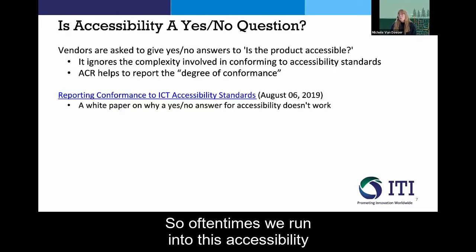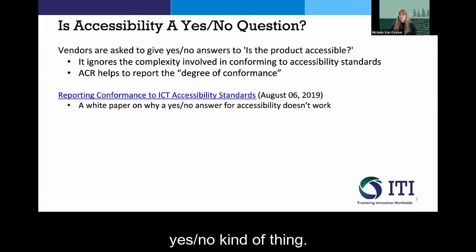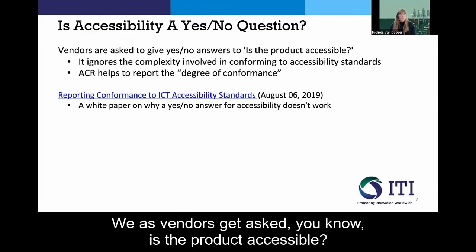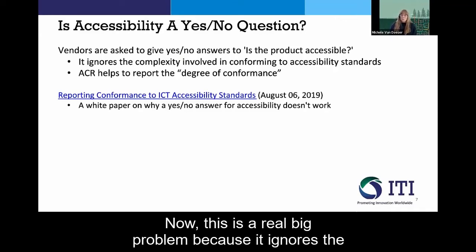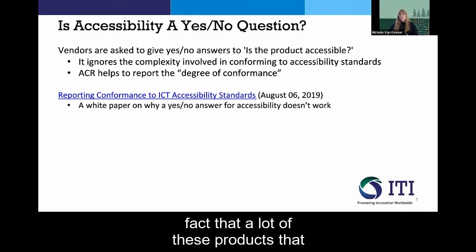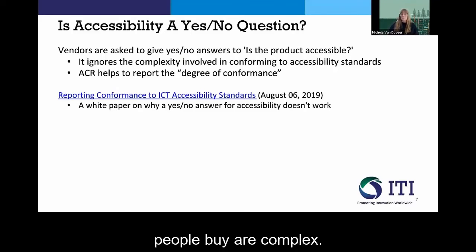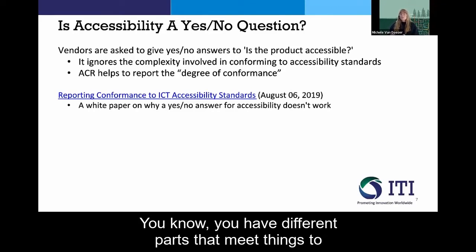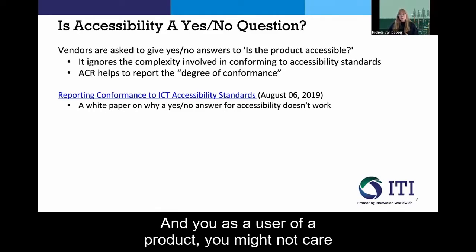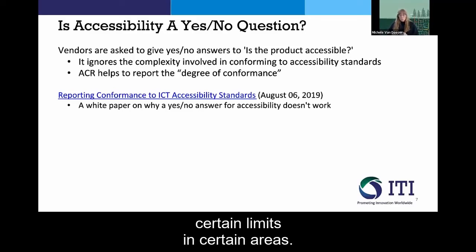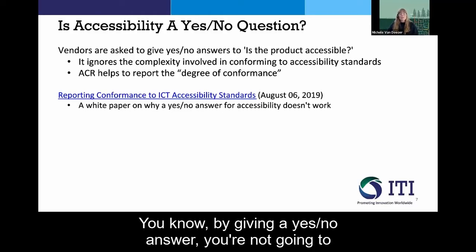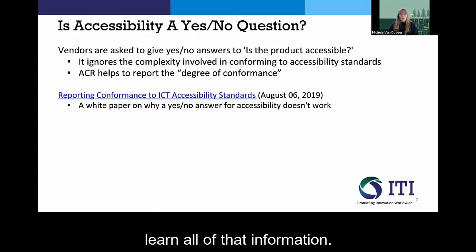So oftentimes we run into this accessibility yes/no kind of thing. We as vendors get asked, is the product accessible? Yes or no? Period. In a statement, you can't give any additional information. Well, this is a real big problem because it ignores the fact that a lot of these products that people buy are complex. You have different parts that meet things to different levels. And you as a user of a product might not care that certain sections are not accessible or that there are certain limits in certain areas. By giving a yes/no answer, you're not going to learn all of that information.